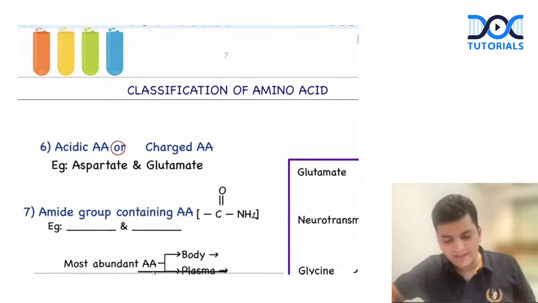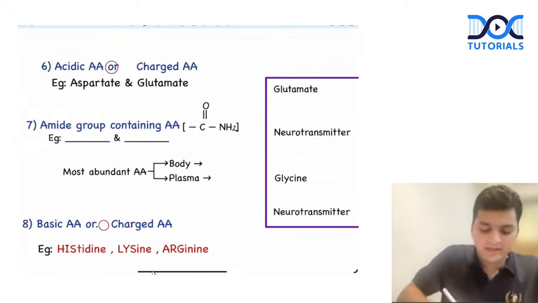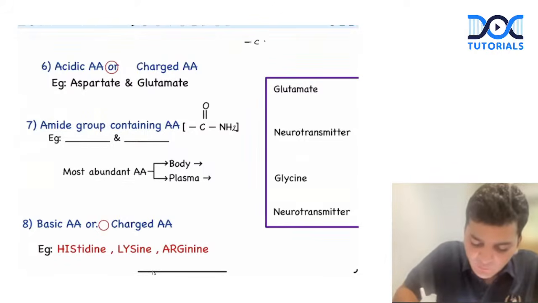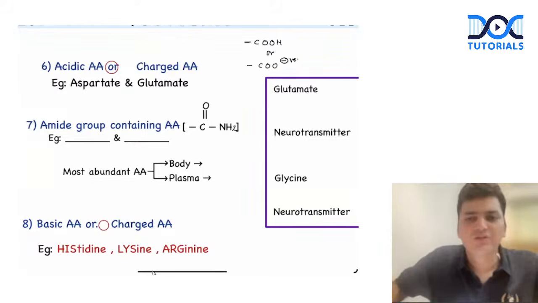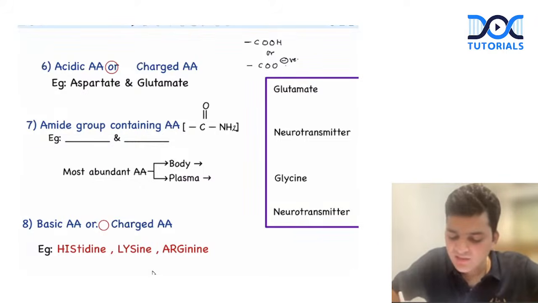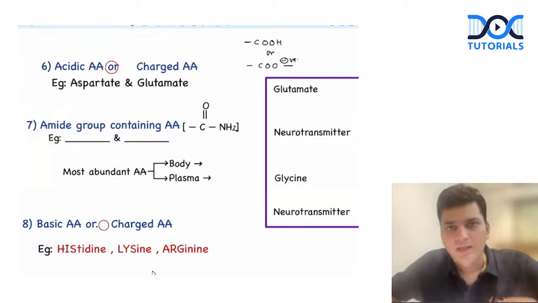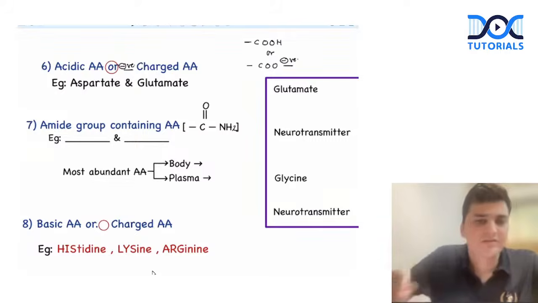The next subcategory is the acidic amino acids. See, how we write the acid is like this. We write the acid as COOH, or we write it as COO negative. So on the acid, the charge we have is the negative charge. Acidic amino acids are the amino acids which have an excess amount of acid, and acid has a negative charge. So the acidic amino acids must have a negative charge on them.